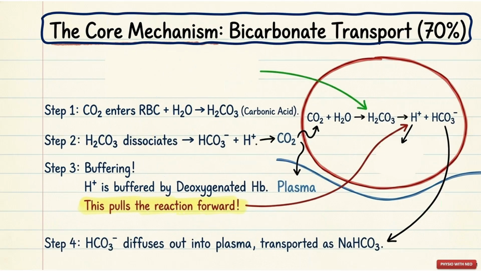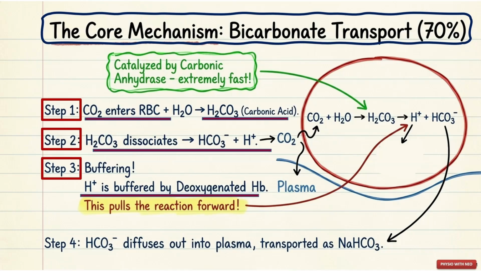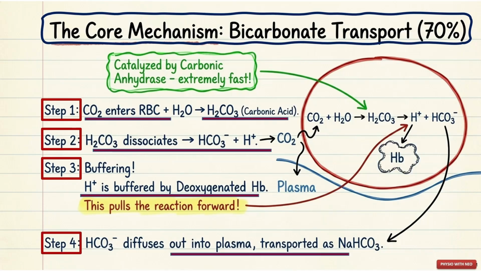This is the core mechanism. Carbon dioxide enters the red blood cells. With the help of carbonic anhydrase, carbon dioxide combines with water to form carbonic acid. This carbonic acid dissociates into H plus and HCO3 minus ions. Hydrogen ions are buffered by deoxygenated hemoglobin, while bicarbonate moves into the plasma, where it is transported as sodium bicarbonate. Remember, mention carbonic anhydrase and hemoglobin buffering to score extra marks.